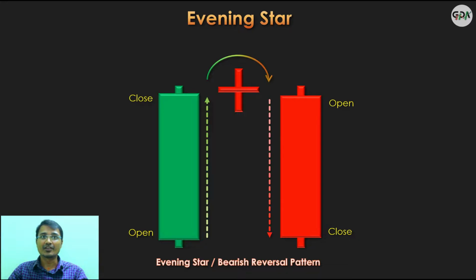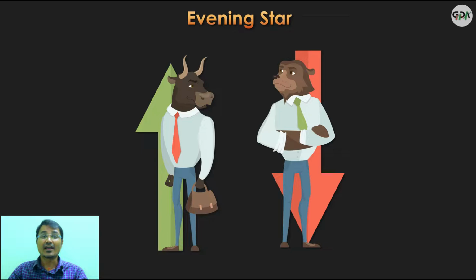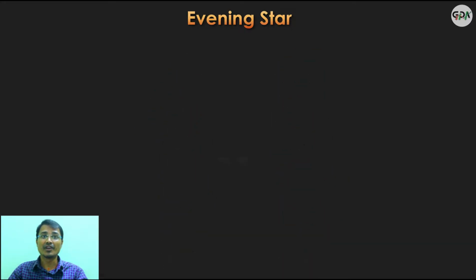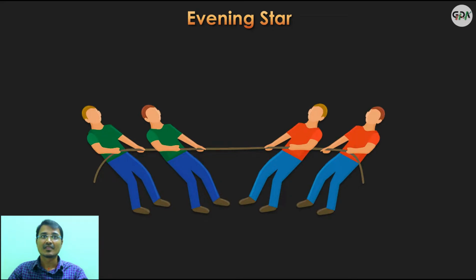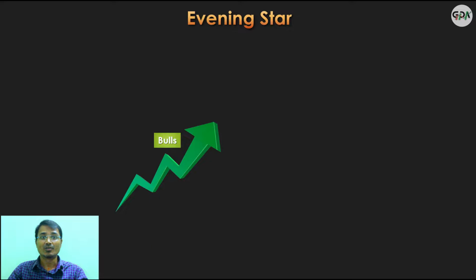For any trading activity, 2 parties are involved, buyers and sellers. In a stock market, buyers are also called bulls and sellers are also called bears. Always there will be a big fight between buyers and sellers. This evening star pattern tells us who is leading the market, whether bulls are leading or bears are leading.